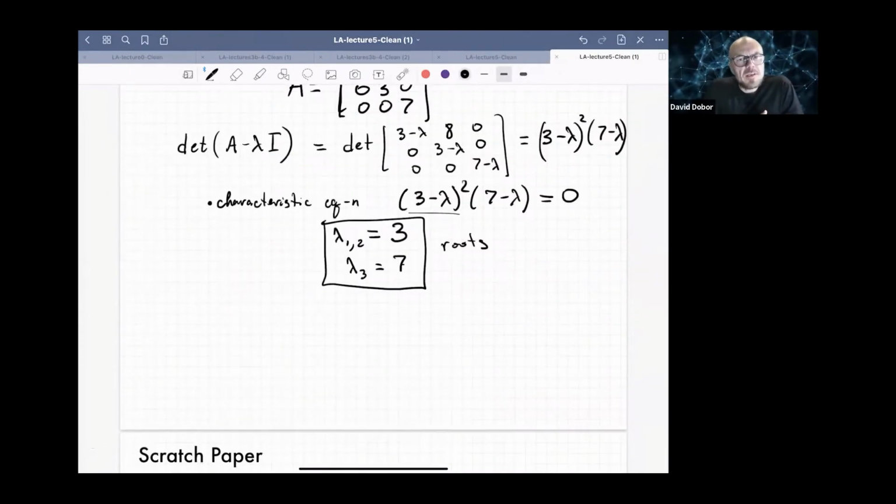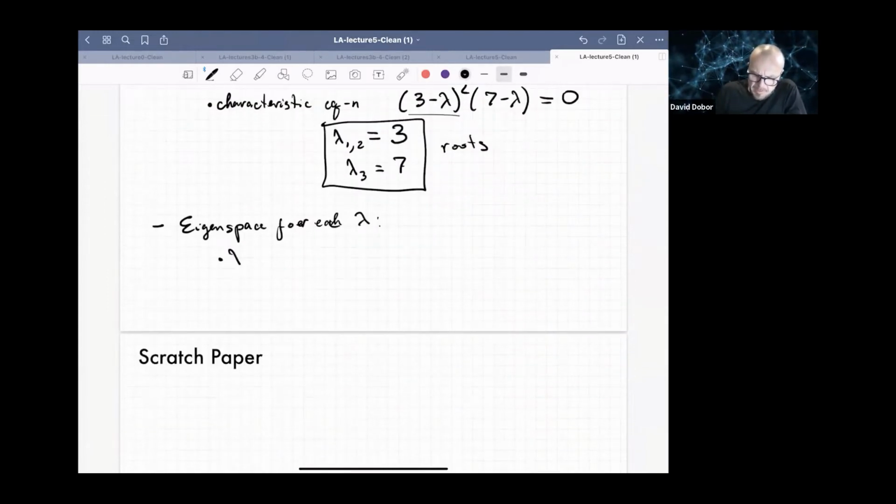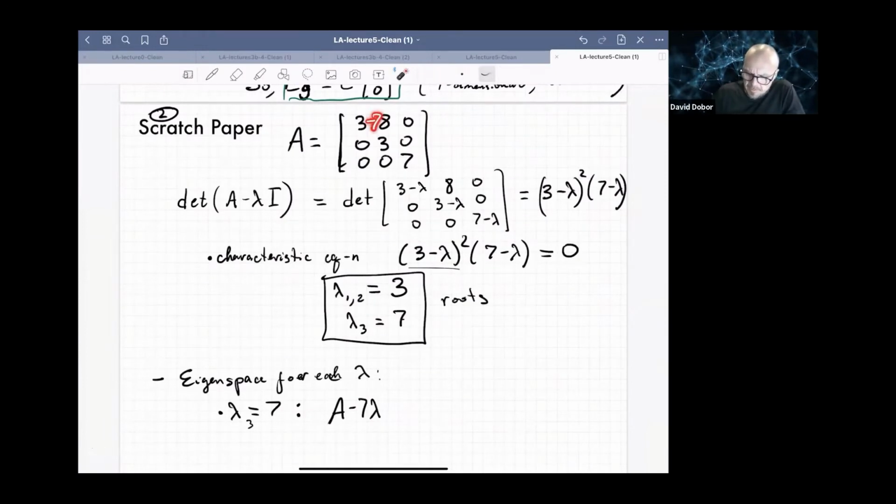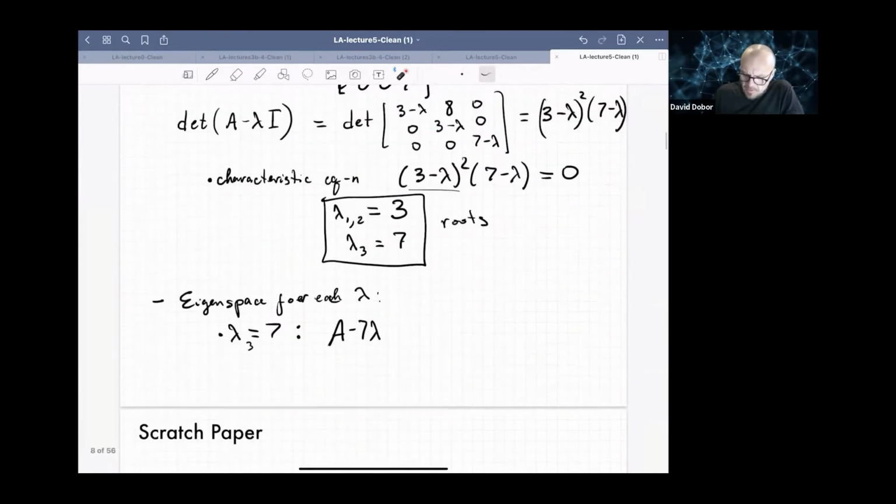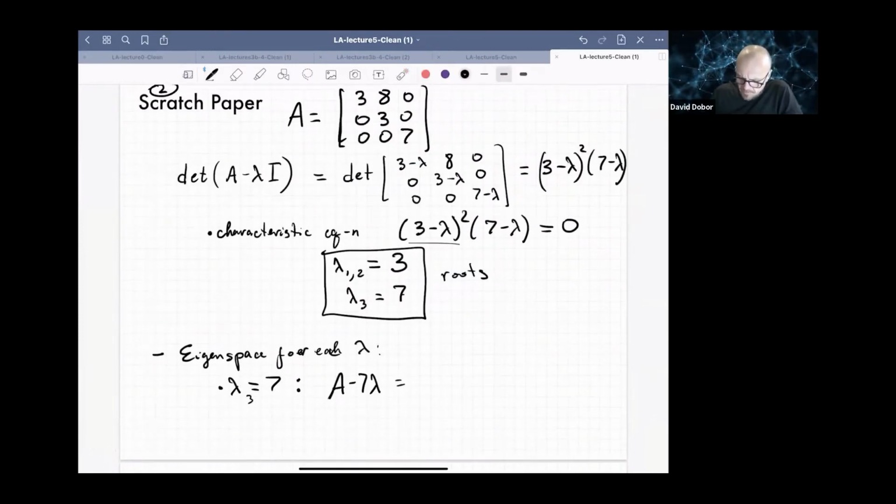Now, for each one of these roots, we're going to find an associated eigenspace, an eigenspace for each lambda. Let's start with a simple case, lambda equals 7. What do I get in that case? A minus 7I is going to be 3 minus 7, 3 minus 7, 7 minus 7 here. So I will end up with 4, 8, 0, 0, minus 4, 0, 0, 0, 0.